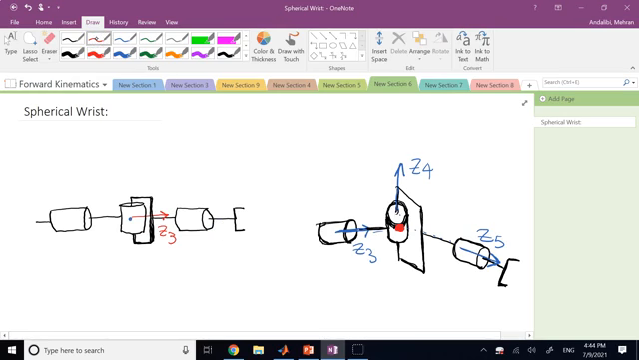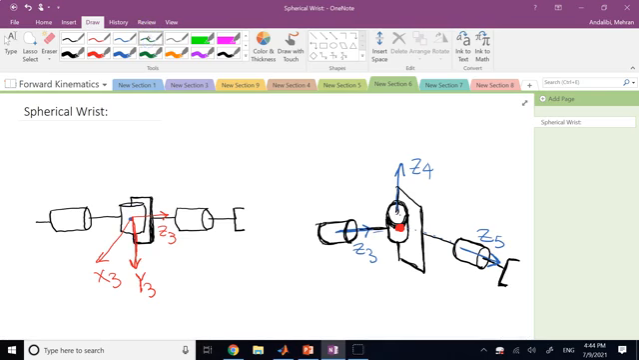Then X3 and Y3 are completely up to me. So I decide my X3 to be like this. And based on that, you clearly see that your Y3 has to be downward. So this is frame 3.